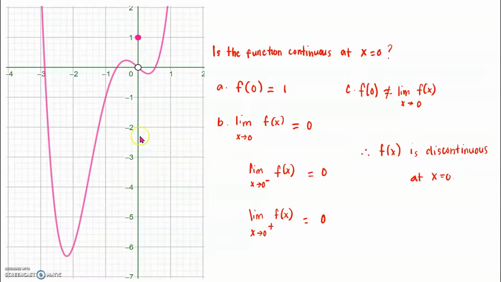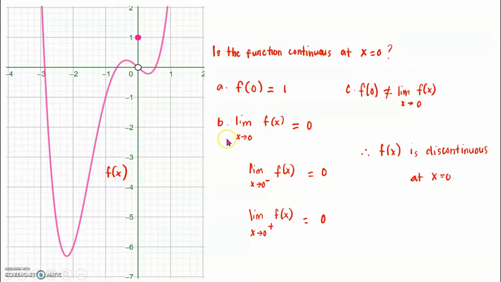Now we have here a function. Let's have that as f of x. Let's check, given the graph of f of x, if the function is continuous at x equals 0. Let's have the first condition. Let's look for f of 0. So f of 0 based on the graph is at 1. So f of 0 is equal to 1.